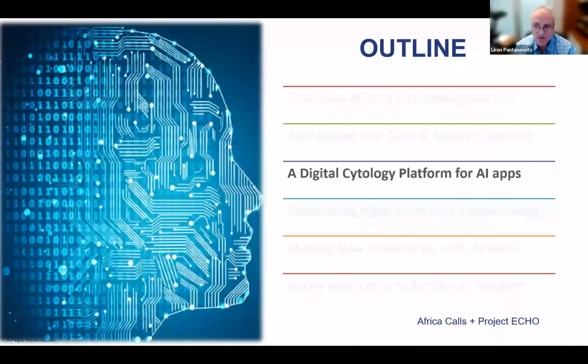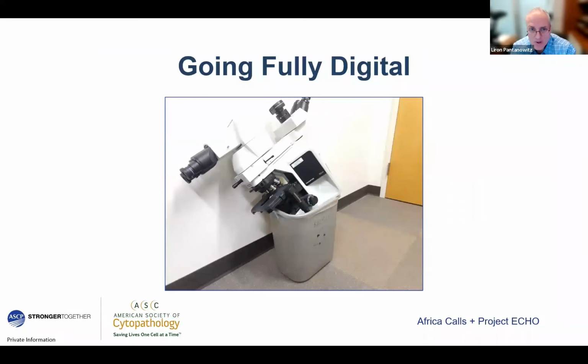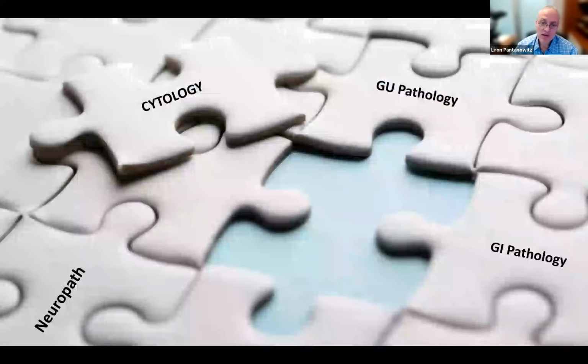So let's look at digital cytology and what kind of platform we need to get onto so we can have all these apps like we would want on a smartphone. Well, there are many labs, not that many, but there are many labs around the world in different countries that have gone fully digital. They've given up their microscopes and they are now doing what we call primary diagnosis. And this is mostly for surgical pathology. When it comes to cytopathology, not too many labs have gone fully digital.